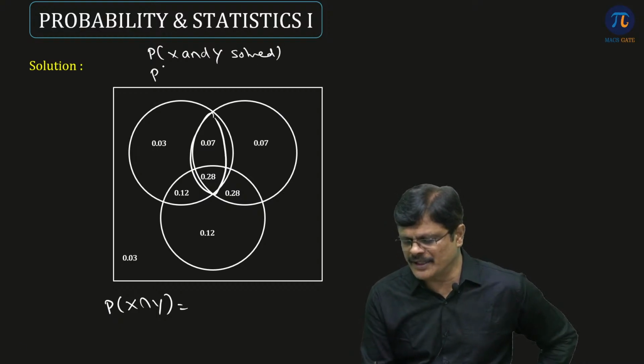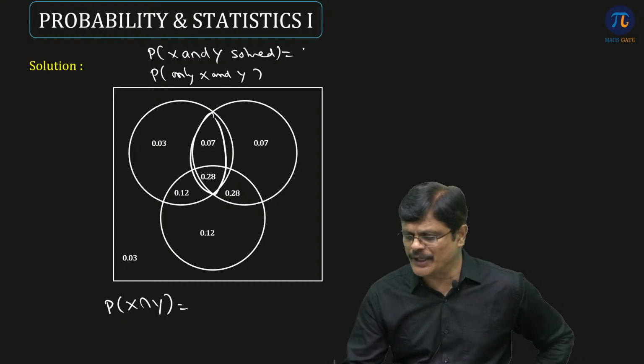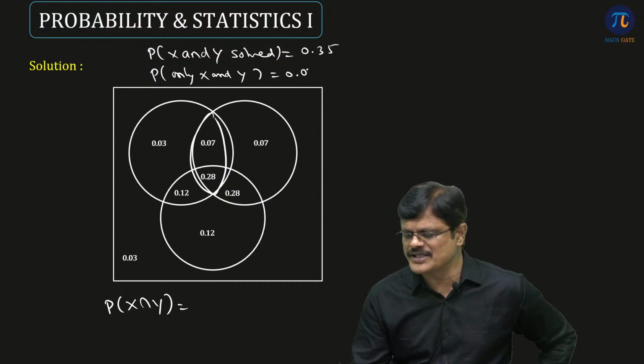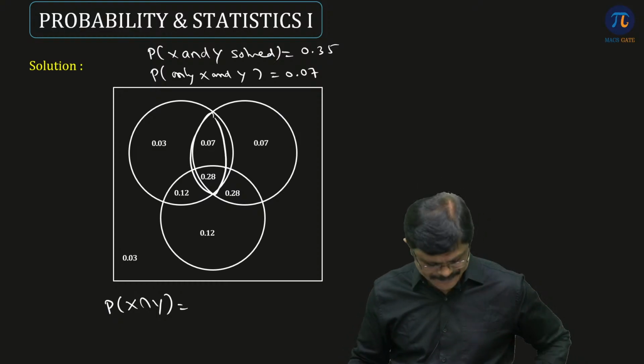And what is the probability that only x and y solved? That is, z does not solve. So x and y solved means 0.07 and 0.28, that is 0.35. Probability that only x and y solved is 0.07. Is that clear? So that is the idea, my dear friends.